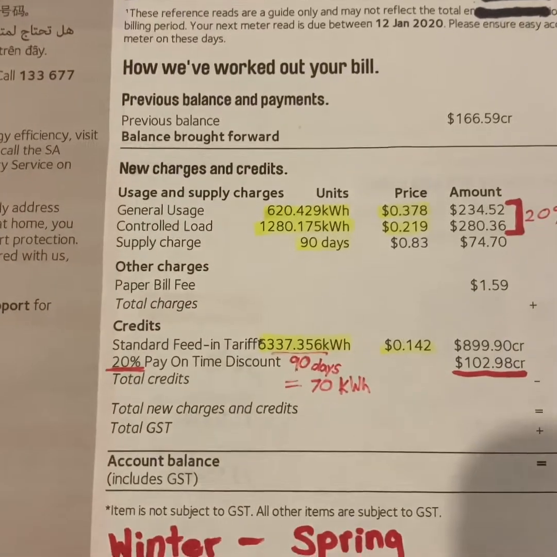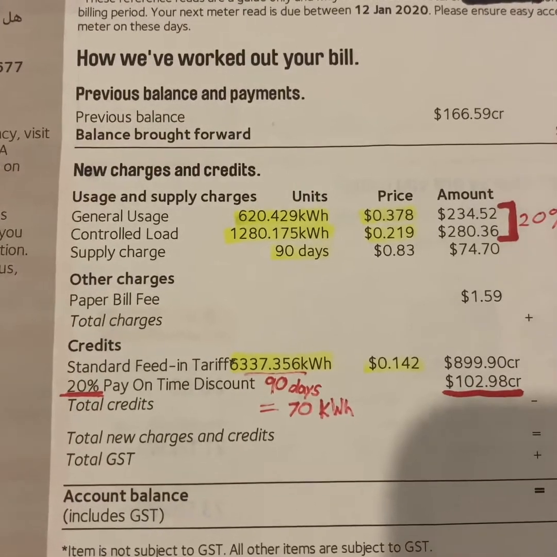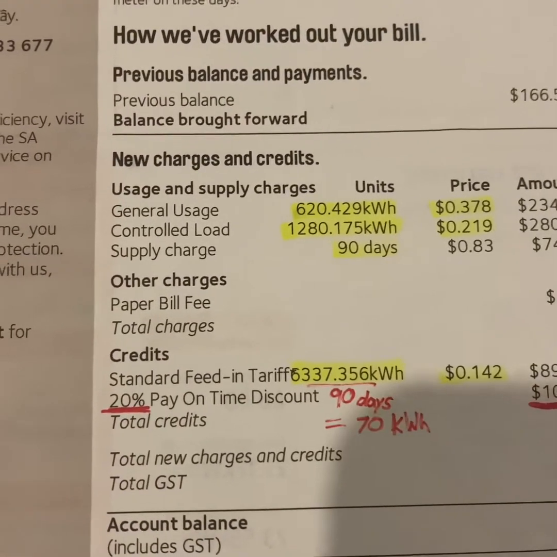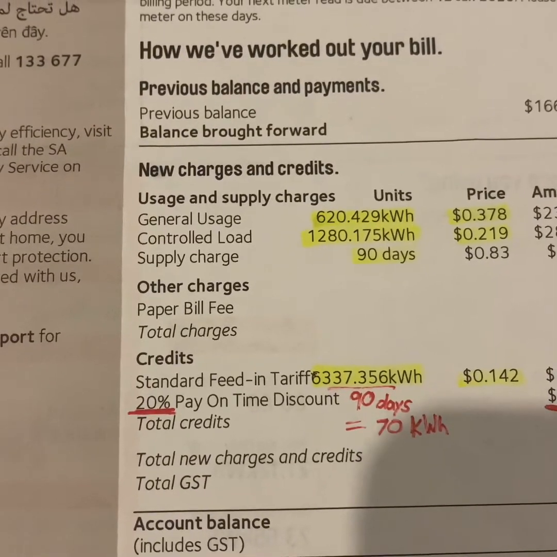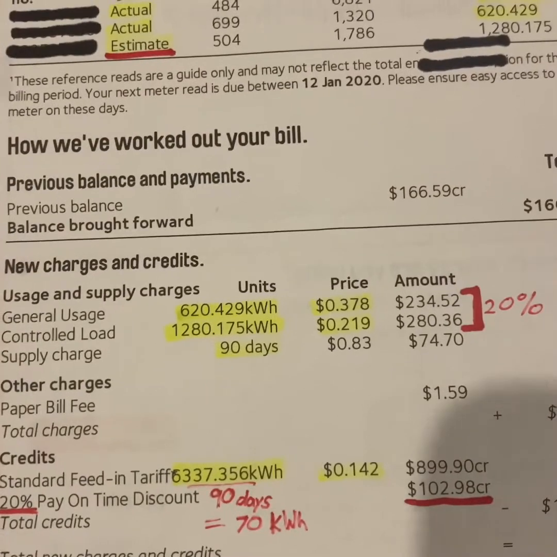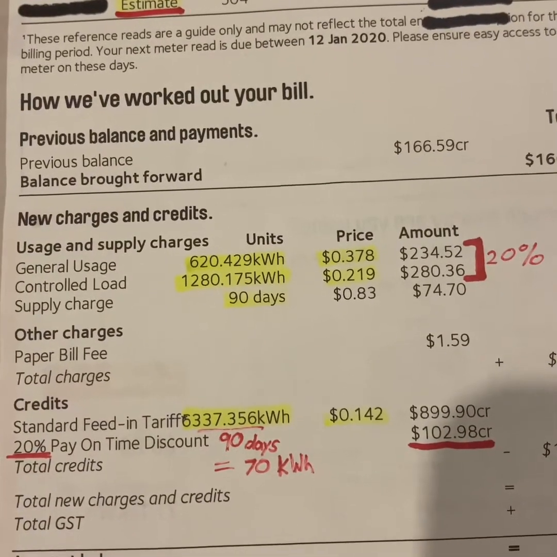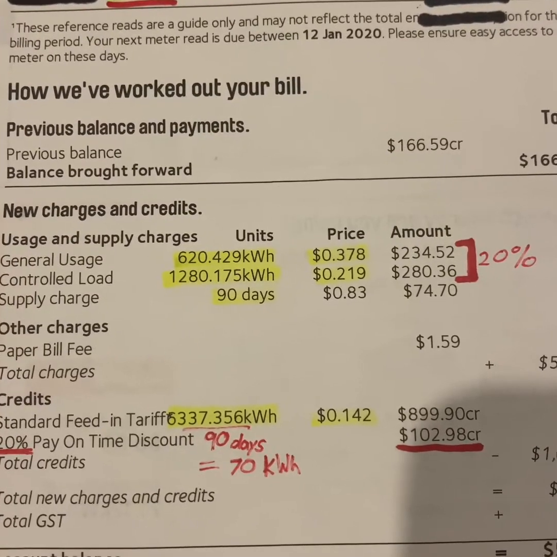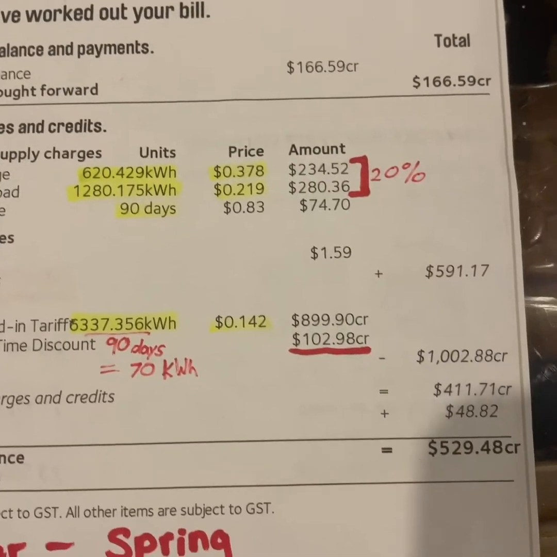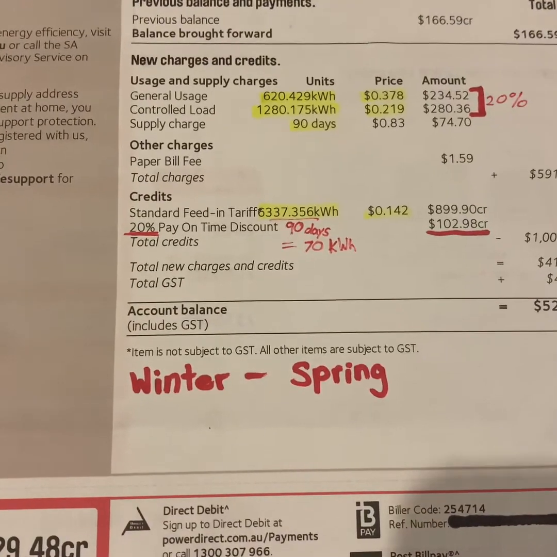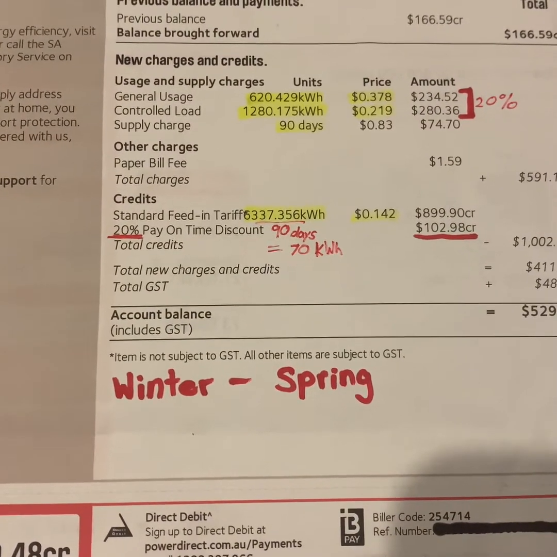So another part of my bill that might not appear on yours is that 20% pay on time discount, which is given to only the general usage and controlled load component, as the account is in credit. So we're not at risk of losing that 20% pay on time discount.